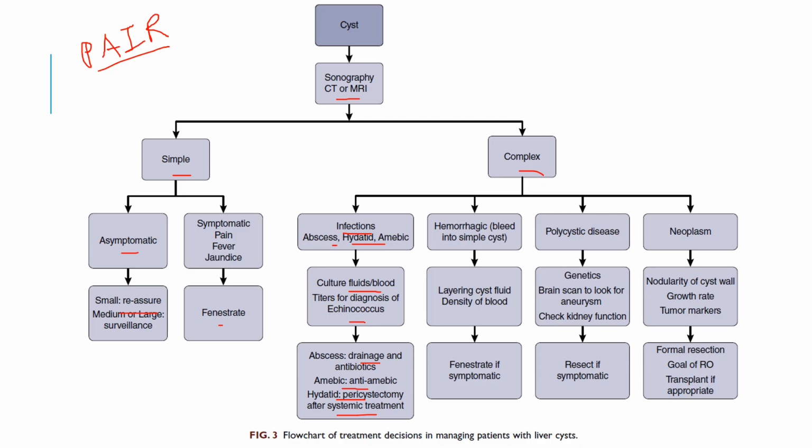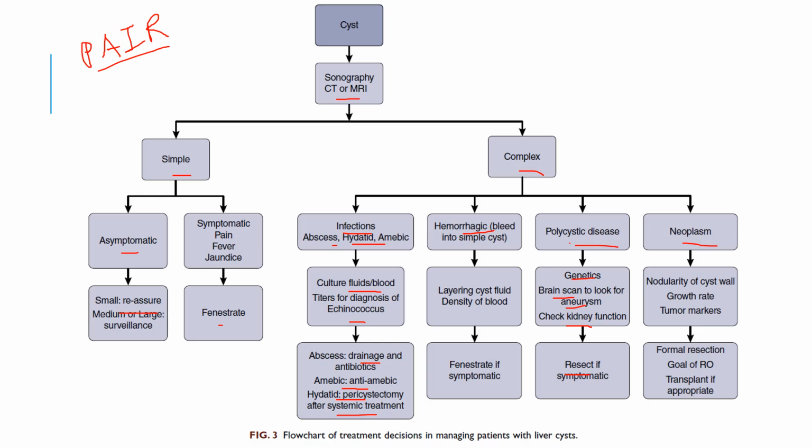And if it's a hemorrhagic cyst, which is bleeding into the simple cyst, you can fenestrate if it is symptomatic. If it's a polycystic disease which is associated with autosomal dominant polycystic kidney disease, you can do genetic screening. You can do a brain scan to look for aneurysm, because autosomal dominant polycystic kidney disease can predispose to polycystic disease in the liver, and it can also predispose to aneurysm, which is also the cause of death in patients with ADPKD. You can check the kidney function to look for the renal status and resect if symptomatic.